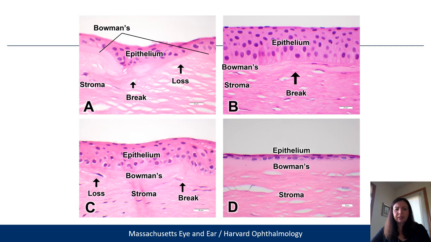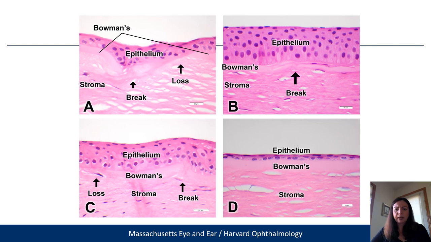Here are examples of H&E stained specimens imaged at 60x magnification. A is a 3-year-old graft from a 57-year-old male with keratoconus showing both a break and loss in Bowman's layer. B shows a break in Bowman's layer from a 13-year-old transplant for keratoconus in a 32-year-old male.